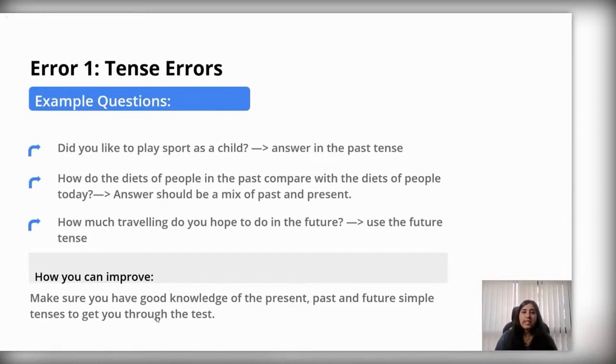So how can you improve your tenses? When you're speaking, make sure you have good knowledge of the present, past, and future simple tenses, right? To get you through the test. All right, you don't need to learn anything super complicated. Again, when you're speaking to the examiner, it should sound natural. So don't mug up or don't try and memorize a whole bunch of sentences, because again, there comes an issue that maybe you won't be asked that certain topic or that question, and then you'll get muddled up, and then you'll start getting stressed during the exam, and then it won't work out. All right, so just learn the simple tenses, and it should be able to get you through.